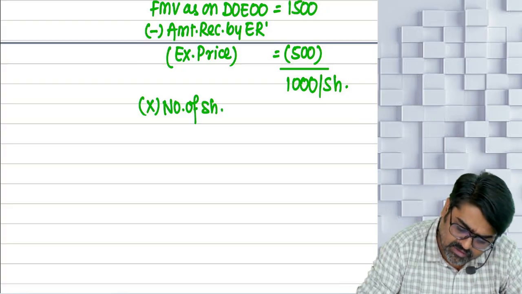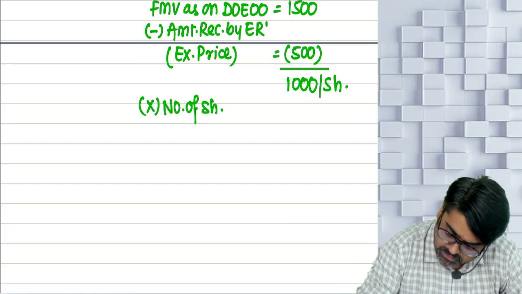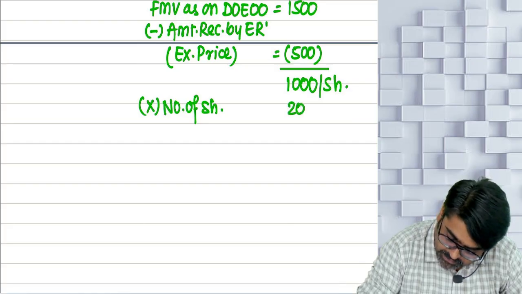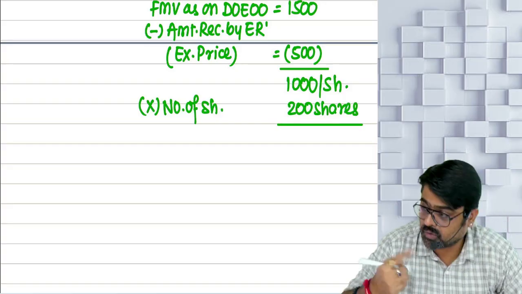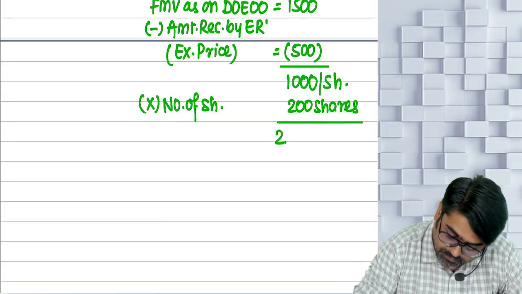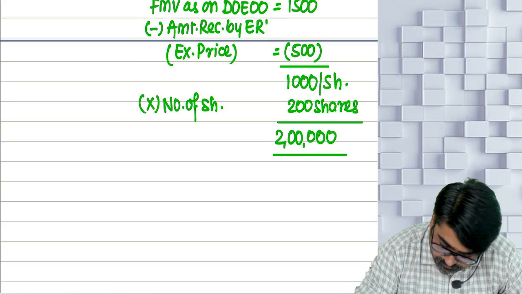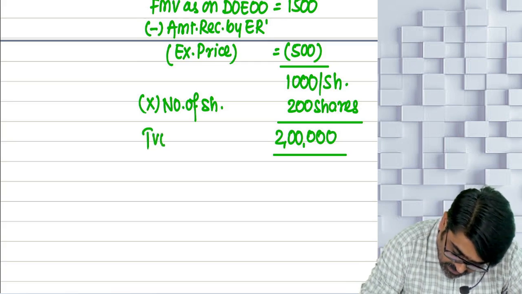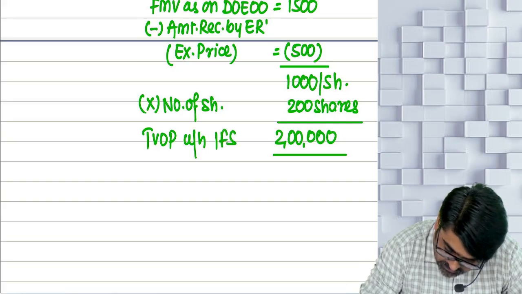For example, he is exercising the option for 200 shares. How many shares? So per share, how much benefit is happening? 1000. So for 200 shares, how much benefit will happen? So this 2 lakh will now be treated as his taxable value of perquisite under the head income from salary.